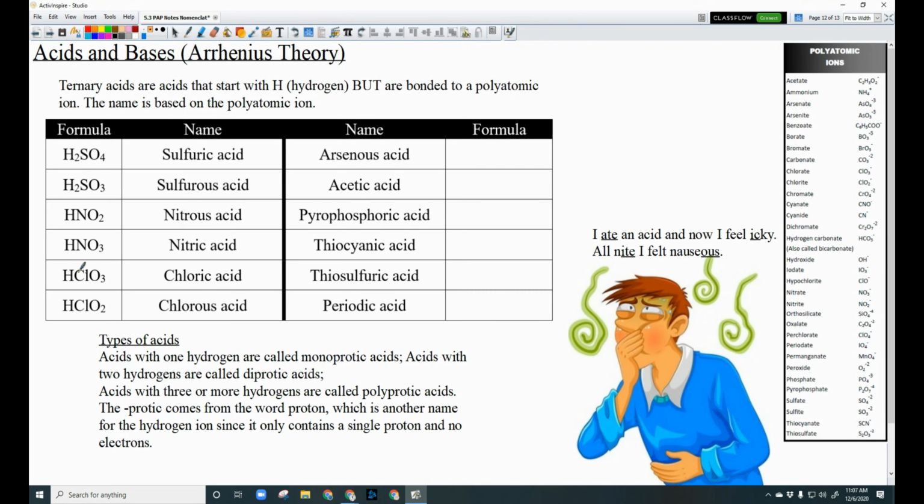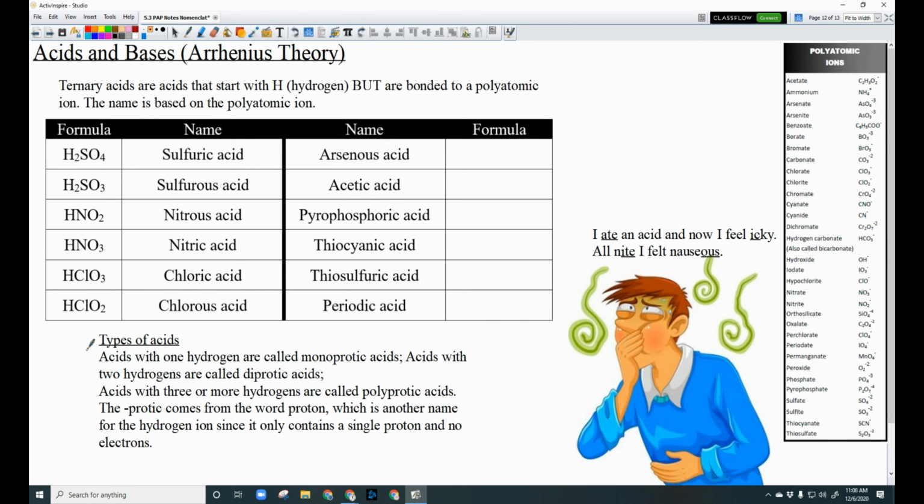Okay. Here, hydrogen is bonded to chlorine and oxygen, so ClO3 must be a polyatomic ion. Let's find ClO3. Where is it? Right there it is, ClO3, chlorate, chloric acid. This one, hydrogen, ClO2. So ClO2 is right here. This is chlorite, so this must be chlorous acid, chlorous acid.